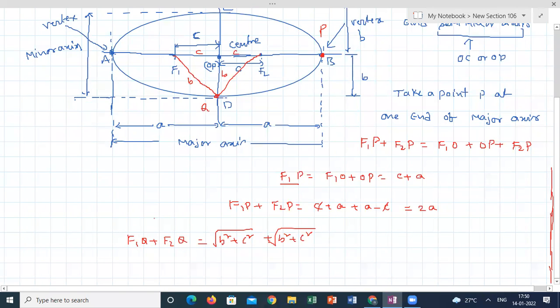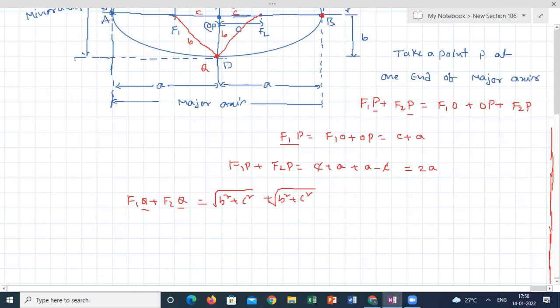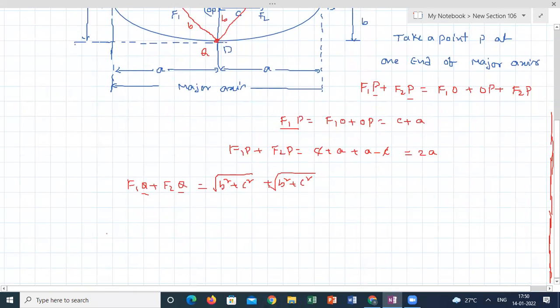So according to the definition, Q is a point on the ellipse and P is a point on the ellipse. For any point, the sum of the distances between the point and the two fixed points must be the same. That is, F1P plus F2P is equal to F1Q plus F2Q. F1P plus F2P is 2A, and F1Q plus F2Q is 2 times the root of B square plus C square.